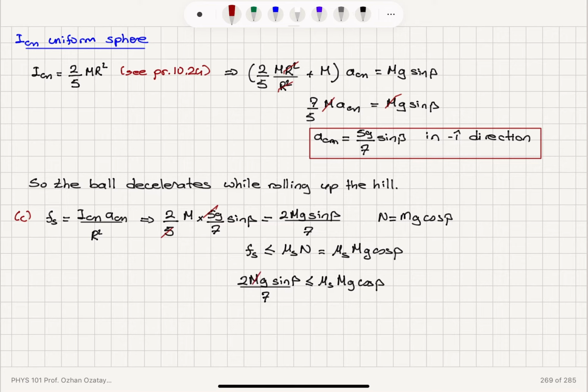This should be less or equal to mu s times mg cosine beta. So these m's will disappear. Also the g's will disappear, right? We have too many g's. So 2 over 7 sine beta, if we take this cosine beta at the bottom here, it becomes tangent beta. So 2 over 7 tangent beta would be less or equal to mu s. So this gives us the minimum coefficient of static friction to prevent slipping to be 2 over 7 tangent beta.